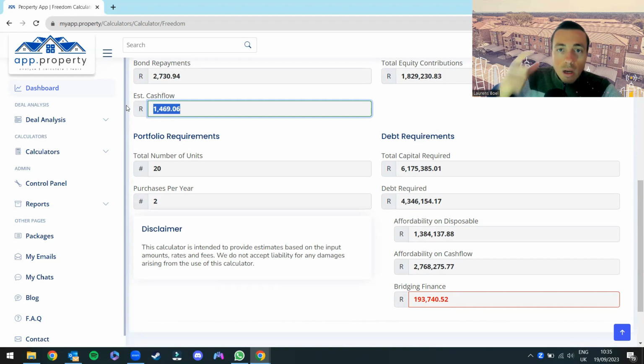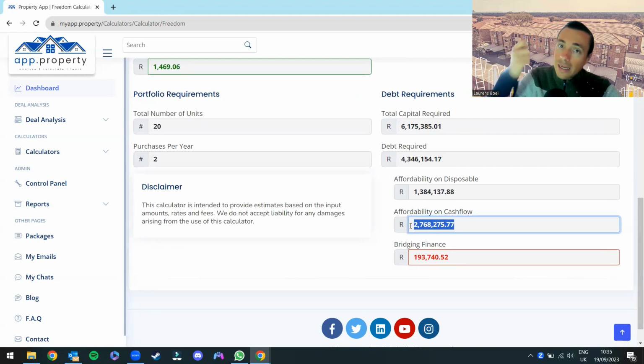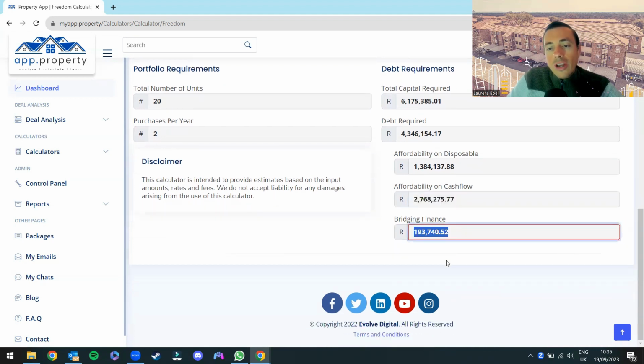you can then increase your affordability and you can get more lending from the bank. So this is the amount of lending that if you just leave your money in the company and don't take it out and spend it, you can access that much more debt from the bank. And then you're essentially going to have to use some sort of bridging or commercial finance for the difference of 193,000 because you just don't have enough affordability to do all of it on your own.